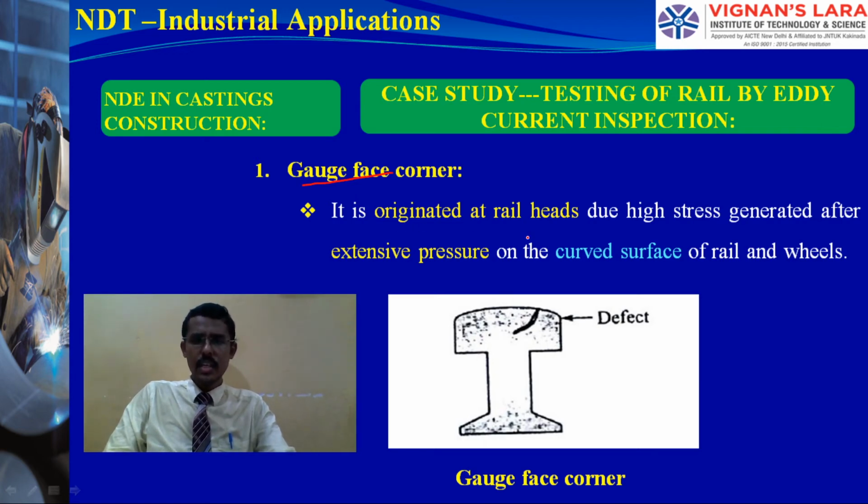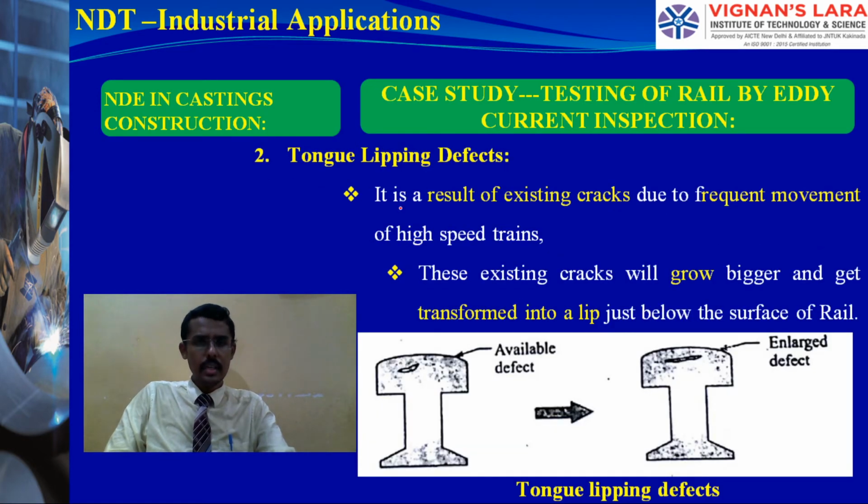It originates at the rail head due to high stress generated by the extensive pressure on the curved surfaces of rails and wheels. You see, it is somehow in the I section. Here we have a gauge face corner crack. Likewise, it forms due to extensive pressure. So maybe tongue lipping defects. It is a result of an existing crack only. It does not form additionally.